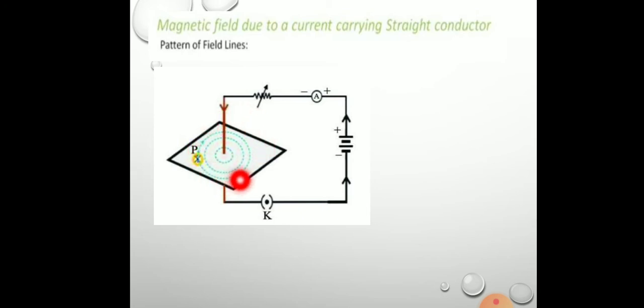Why has it been arranged in this pattern? Because there is a presence of magnetic field around the current carrying wire. It shows that there is a magnetic field around a current carrying wire. So this is a current carrying wire, and it has formed concentric circles. Field lines are produced, which is shown by the iron filings.